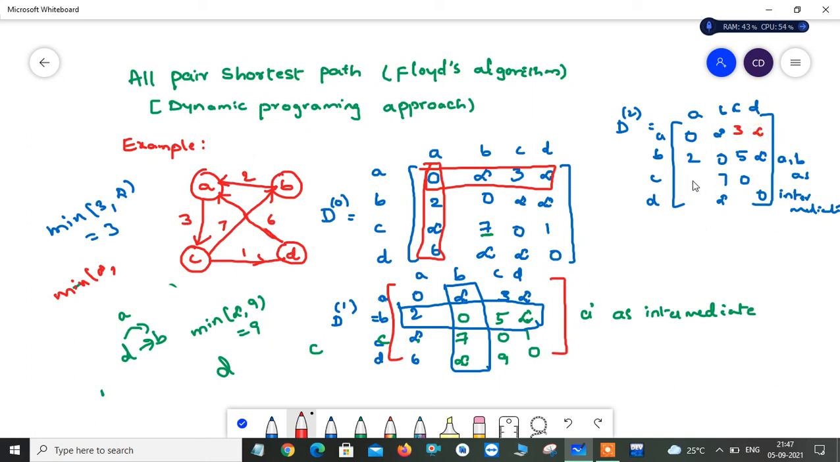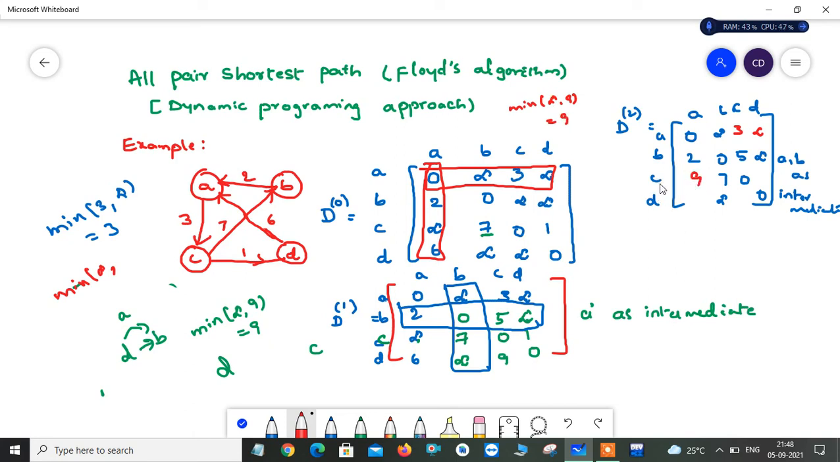Then from C to A, I didn't have any path. Here I am trying to find whether I have an indirect path from C to A with B and A as an intermediate. See here, I have a path: C to B, and from B to A. So I can reach C to A with B and A as an intermediate. What will be the weight? 7 plus 2. The previous value is infinite, so it will take min of infinite comma 9. The min value is 9, so I can update this value with 9.